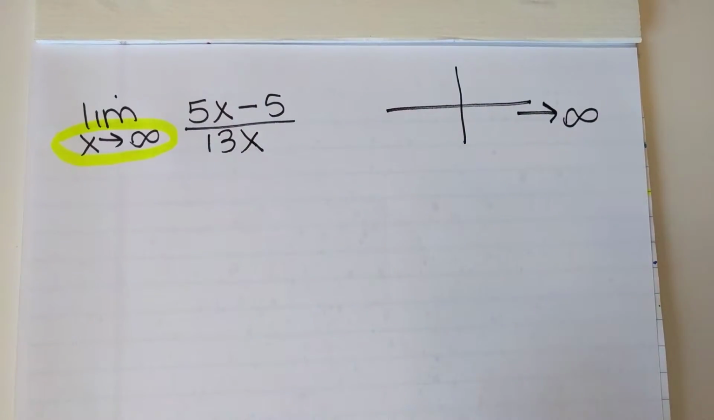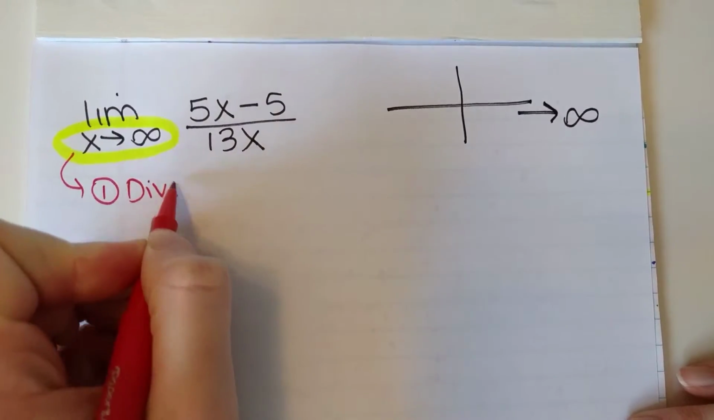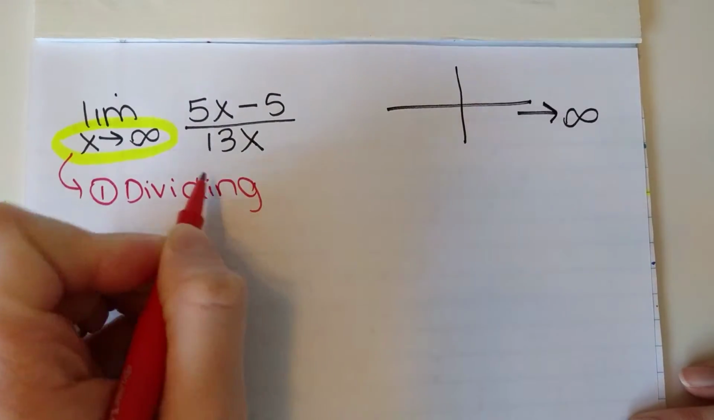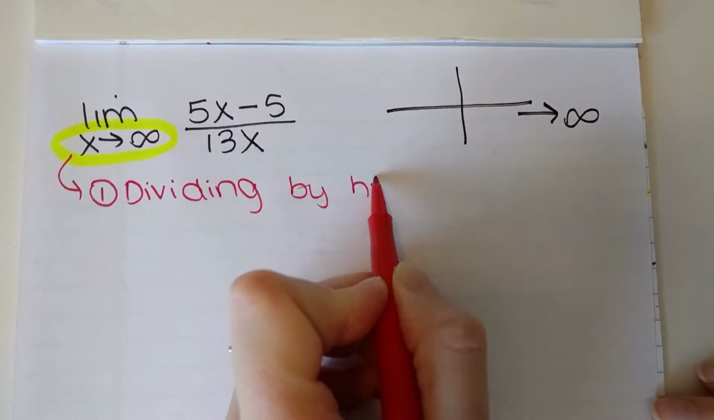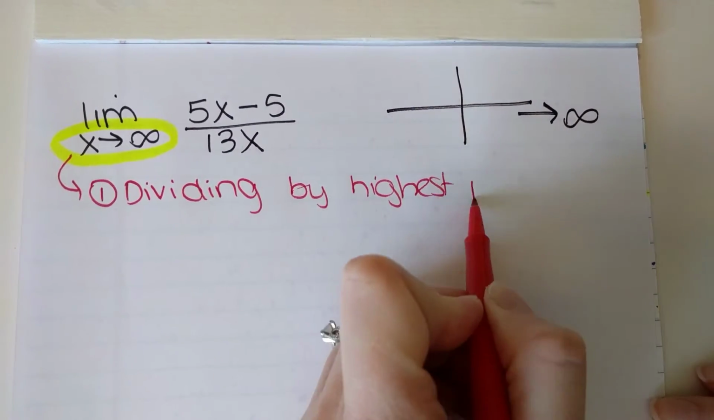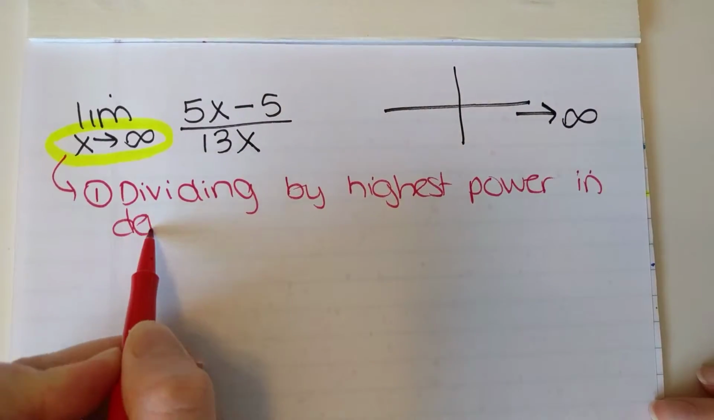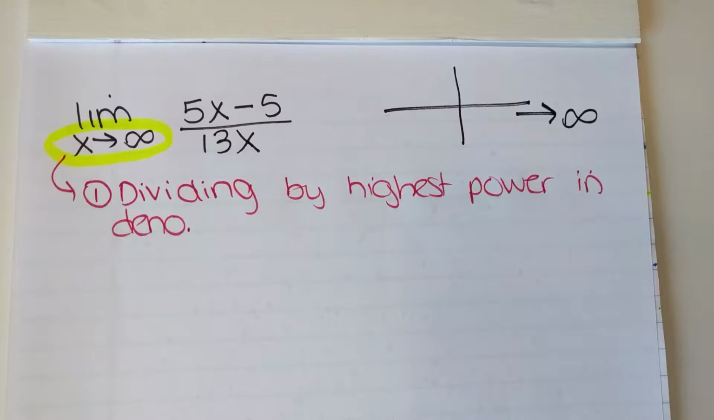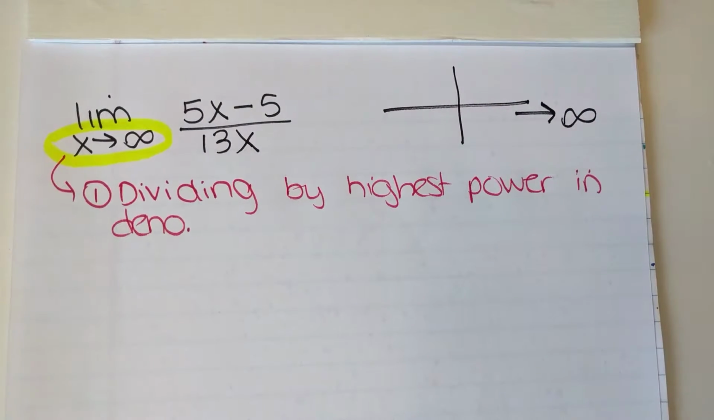And the way we do that is by first dividing by the highest power of the exponent that we have in the denominator. So we're going to divide by the highest power in the denominator. And the whole idea of that is that now everything will be a little bit more clear as far as who is going to dominate as we go out towards infinity.